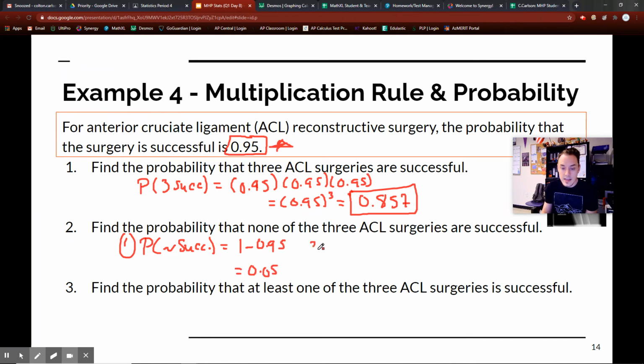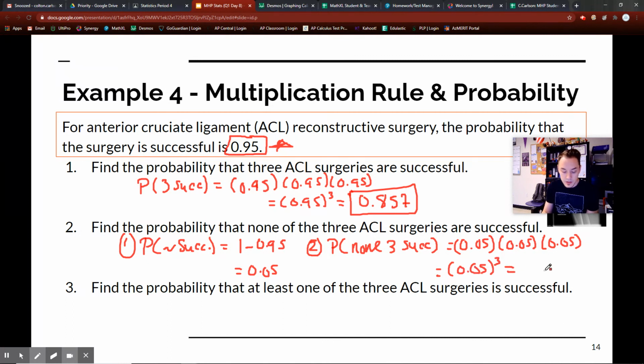Now I can go and find the probability of having no successful surgeries out of the 3. And that is literally just 0.05 times 0.05 times 0.05, which equals 0.05 cubed, which then, of course, equals 0.0001. And this is what we call an unusual event. Why is it called unusual?